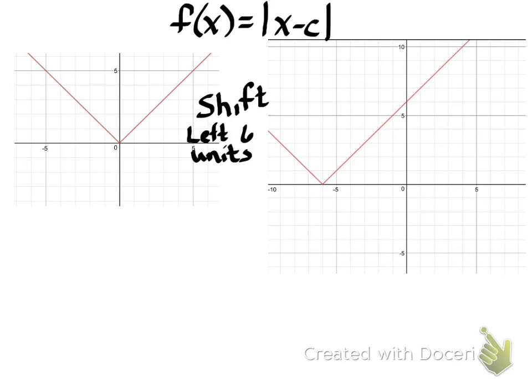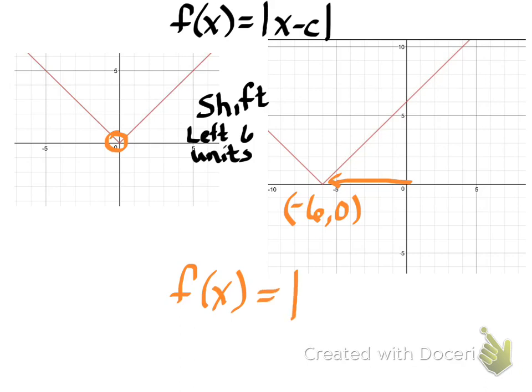When we're inside the absolute value, to go to the right, we're doing minus 3. And so to shift to the left, it's going to be the opposite direction. Our vertex was at (0, 0) with the parent, but now is at (-6, 0). So we shifted left 6 units. So f(x) = |x - (-6)|. But instead of writing minus a negative, we will usually write just the plus, as minus a negative is plus.